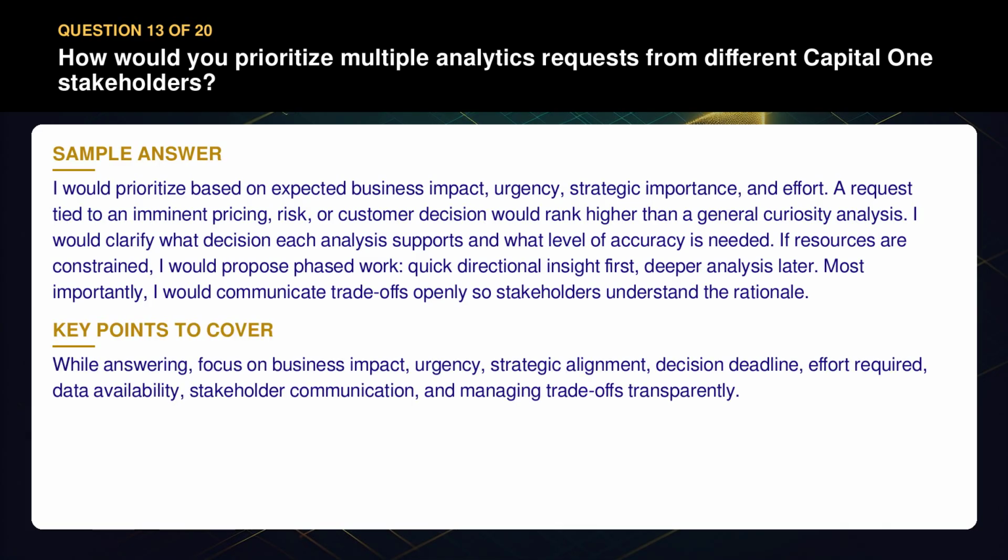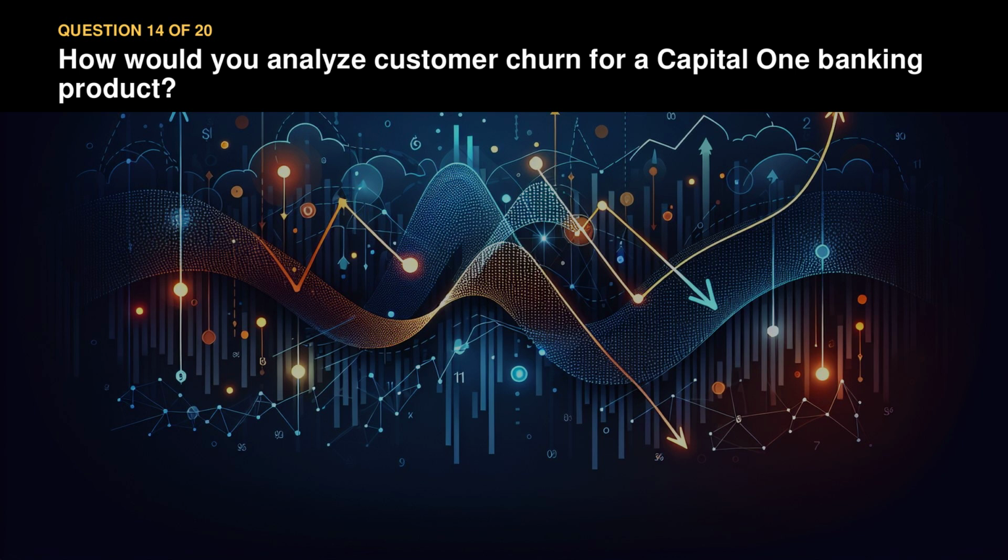While answering, focus on business impact, urgency, strategic alignment, decision deadline, effort required, data availability, stakeholder communication, and managing trade-offs transparently. Question 14. How would you analyze customer churn for a Capital One banking product?